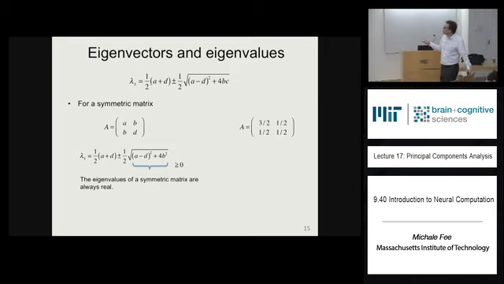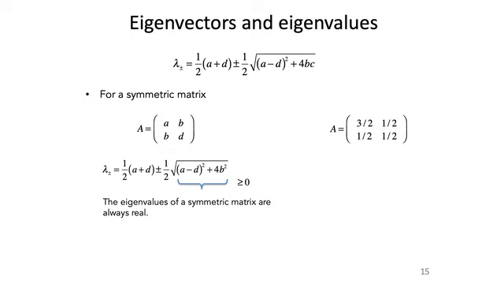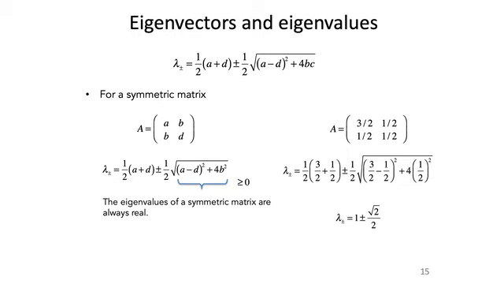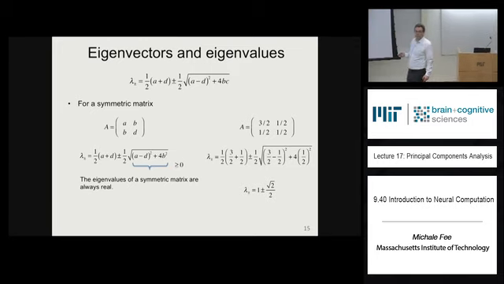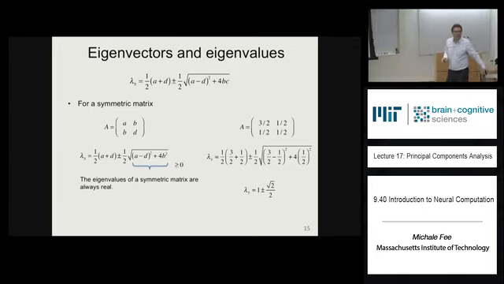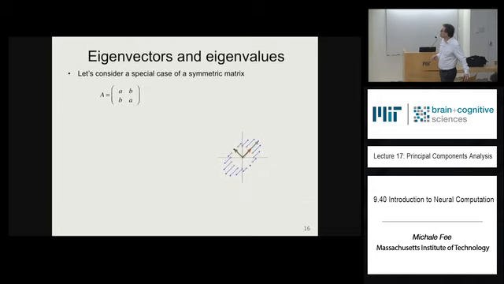So let's just take a particular example, and let's plug those into this equation. And what we find is that the eigenvalues are 1 plus or minus root 2 over 2. So 2 real eigenvalues.